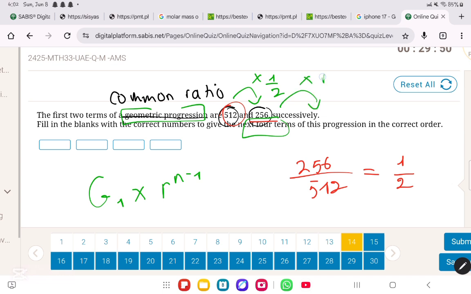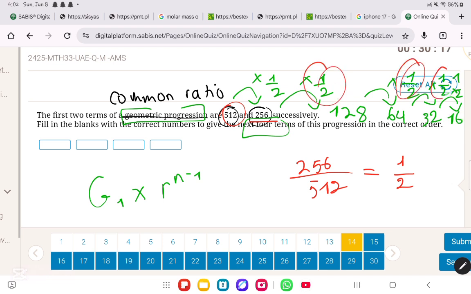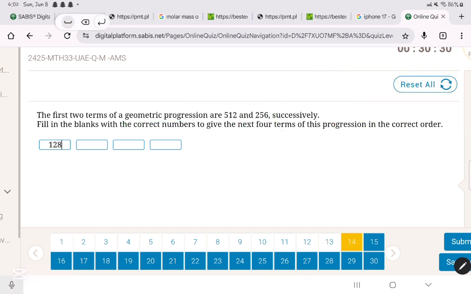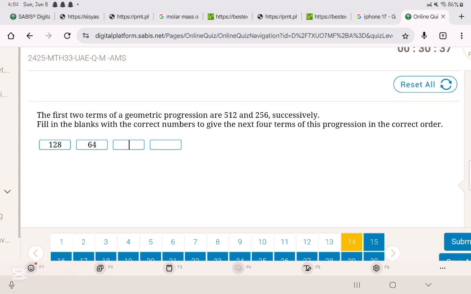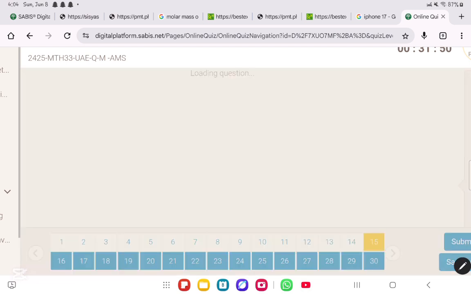So multiply by 1/2. You will get 128. Then multiply by 1/2 again, you will get 64. Then multiply by 1/2 again, you will get 32. And then one last time, multiply by 1/2, you will get 16. So how many times did we do it? We did it 1, 2, 3, 4 times. That means we found the next 4 terms, which are consecutively 128, 64, 32, and 16.